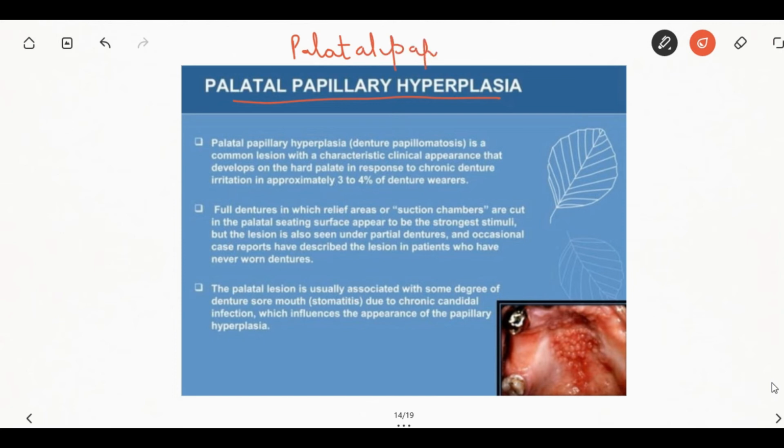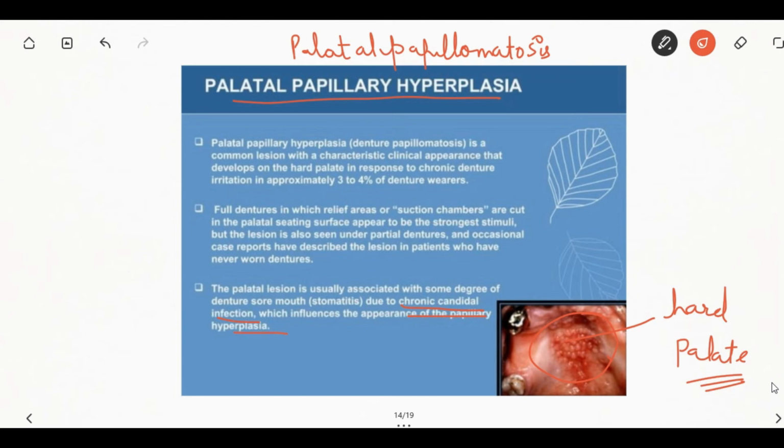It is associated with ill-fitting dentures that permit frictional irritation and a poor state of oral hygiene. This papillary hyperplasia will occur in the edentulous patient with dentures. Constant wearing of dentures is one of the most important factors associated with this condition.